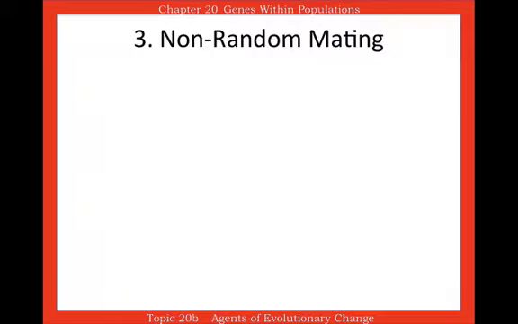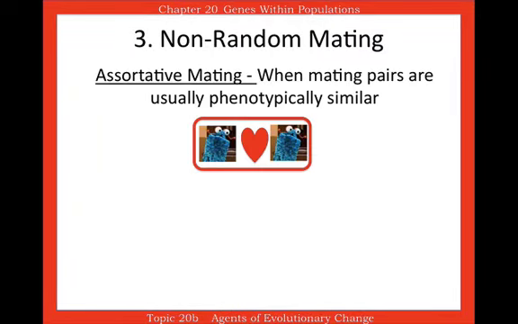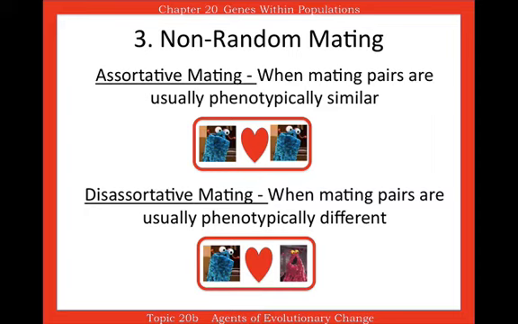So there are 2 types of non-random mating. Assortative mating is where mates are similar to one another, phenotypically similar. Disassortative mating is when mating pairs are usually phenotypically different. Neither of these are random mating because they show an aspect of choice by the mating pairs.